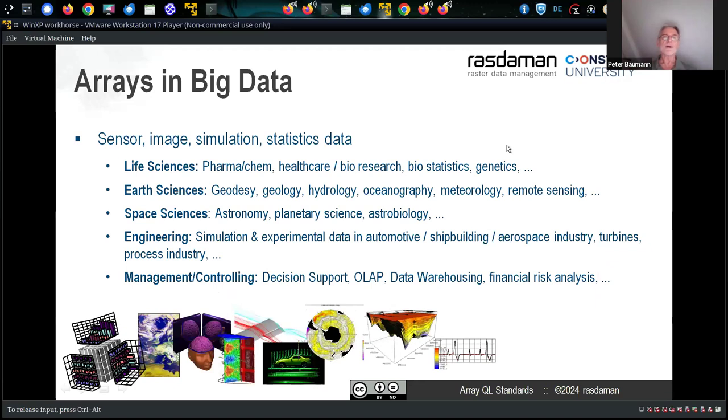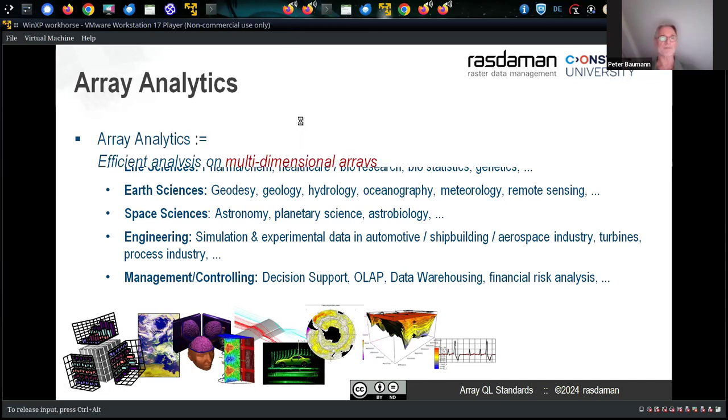Okay, now in application domains, if we move away from the pure technology, actually you find that there's really a lot of application fields. And I believe that you can summarize that into sensor data, image data, simulation data, and statistics data. Simulation, like for example, weather forecasts. And so you find a large application domain where support for such data is needed, data that are too large to fit into main memory.